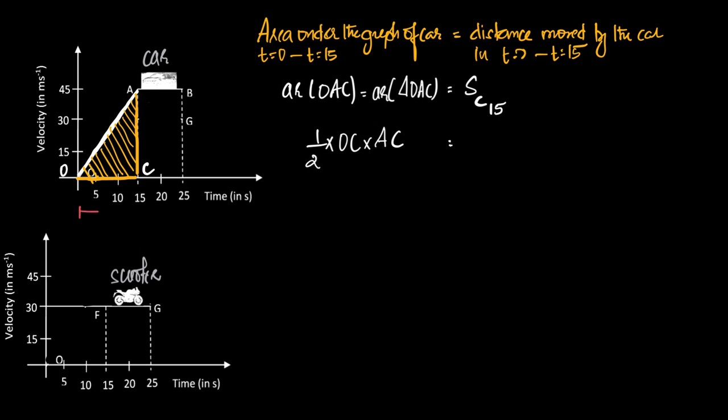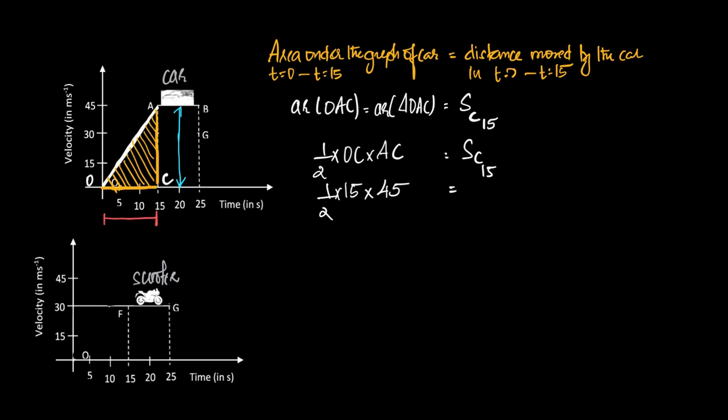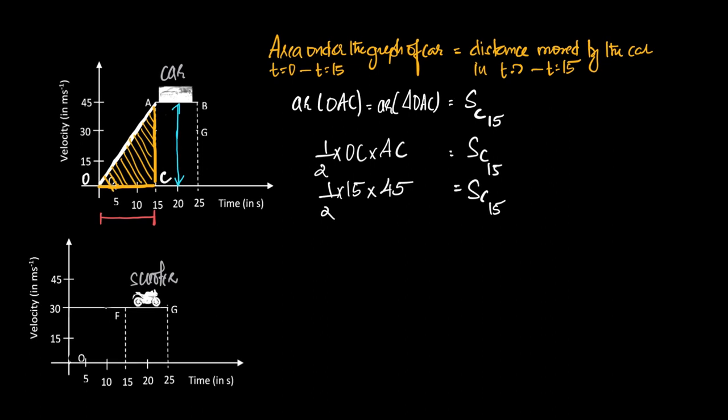So this much distance is OC. From the graph it is 15. So this is half into 15 into how much is AC? AC from the figure is this much distance, which is equal to 45. So we write here into 45. What is this equal to? The distance moved by the car in t equal to 15.